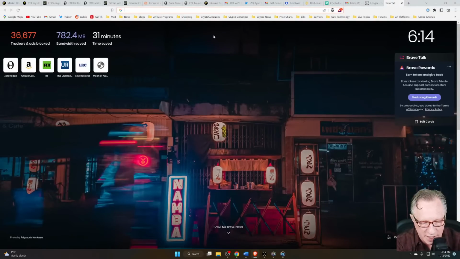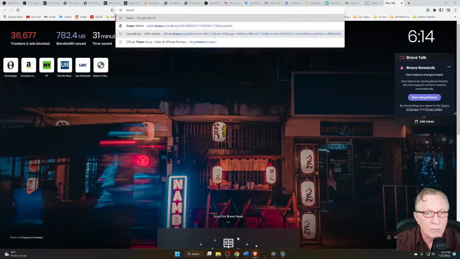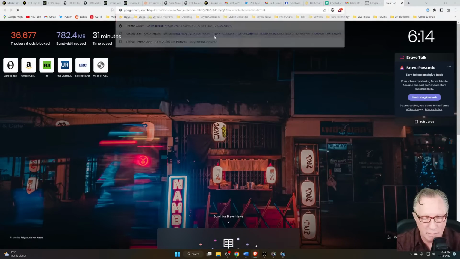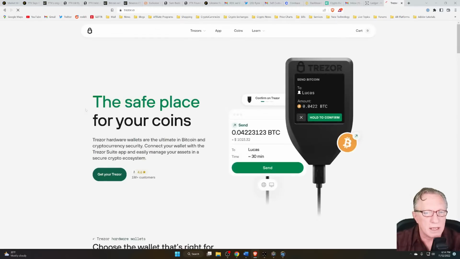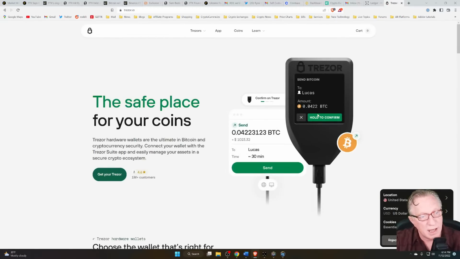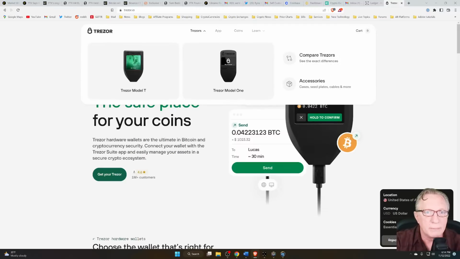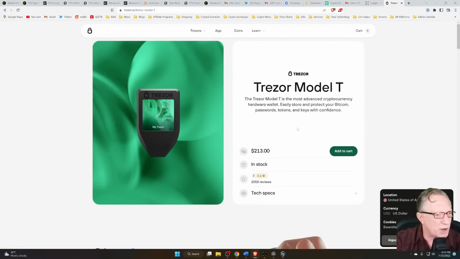You've got the Trezor line. Trezor has the Trezor Model T, which is their flagship product. It's rather pricey, although the price has come down a bit. It used to be about $249. Maybe that was in euros, I don't know.